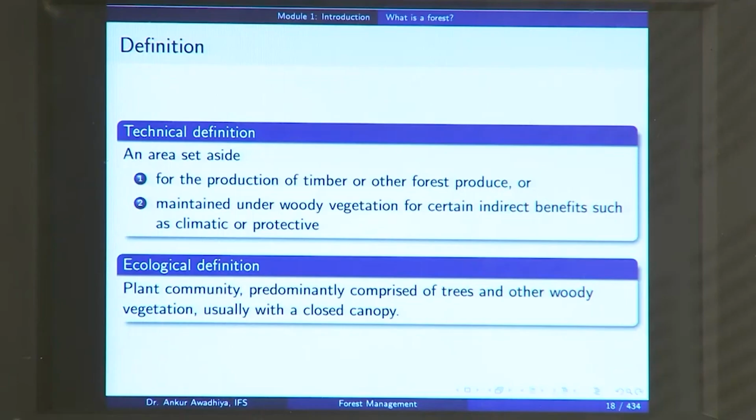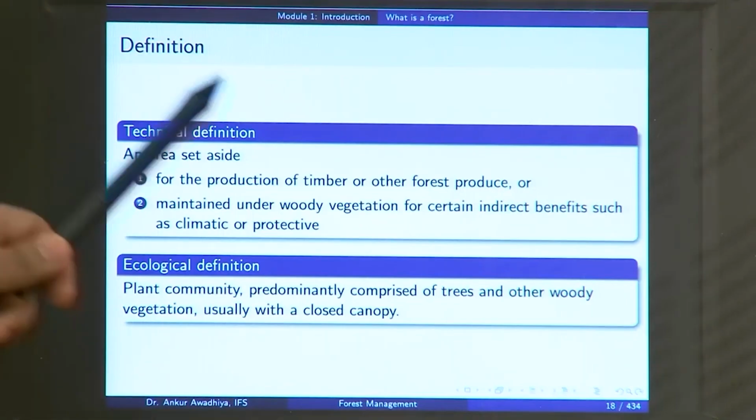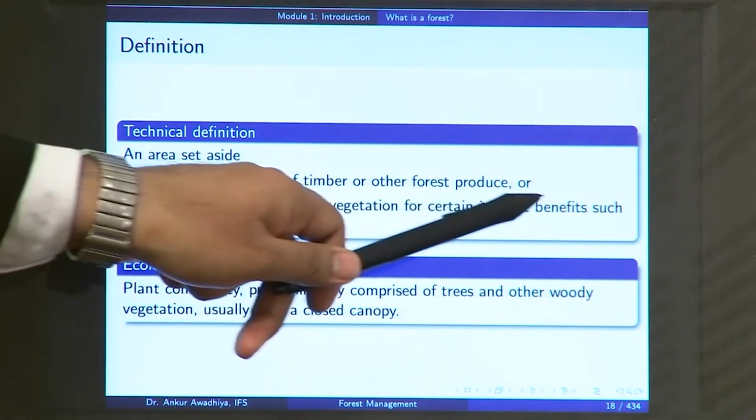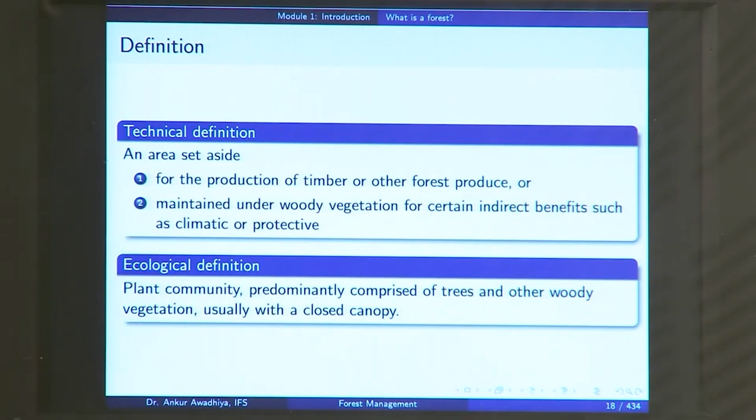It may even be set aside within a village limit. You can have, say, a grove of mango trees surrounded by fields. So, you have it inside a village, but you are setting this area aside for the production of either timber or other forest produce, and typically these other forest produce include fruits, fodder, firewood and so on. Or this area may be set aside to be maintained under woody vegetation for certain indirect benefits such as climate or protective.